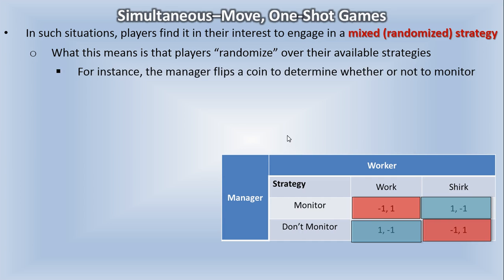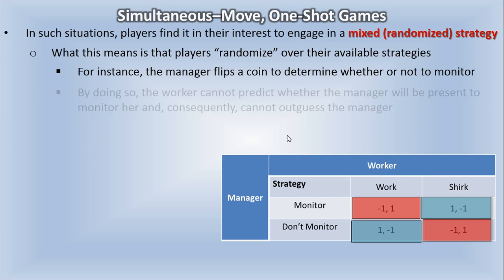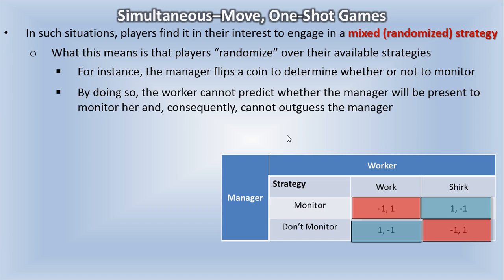So for instance, the manager flips a coin to determine whether or not to monitor. By doing so, the worker cannot predict whether the manager will be present to monitor her and consequently cannot outguess the manager. Anyway, that's something that this sort of approach can help us to identify.